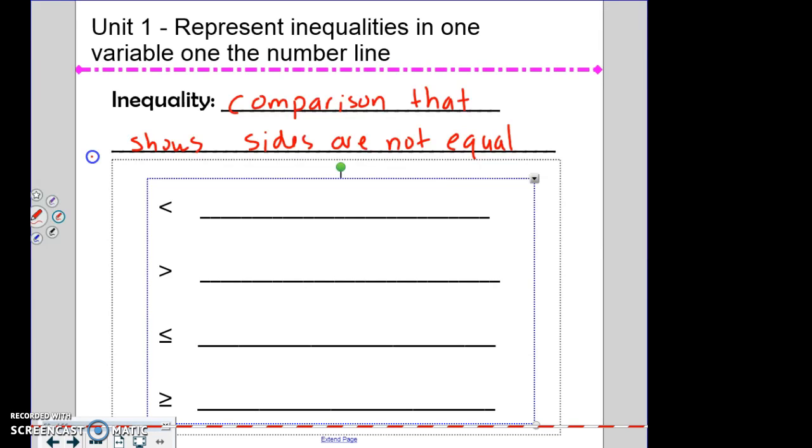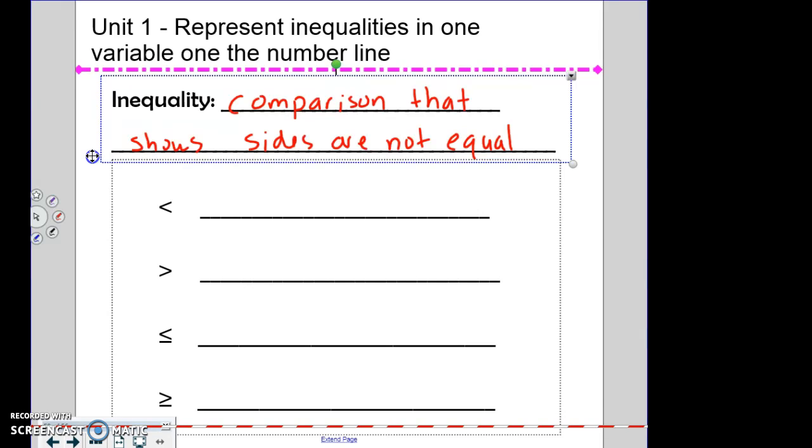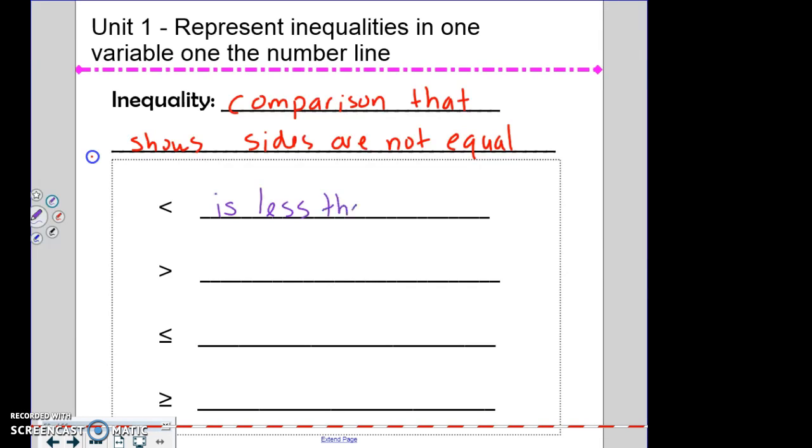So the ones that you might know well, or maybe not at all, I don't know, are up on your piece of paper. And the first one we read as is less than. And that word is very important because without that word, less than could mean subtraction. But if you put the word is in there so that it shows comparison, then you know that it's less than or it's smaller than the other side.